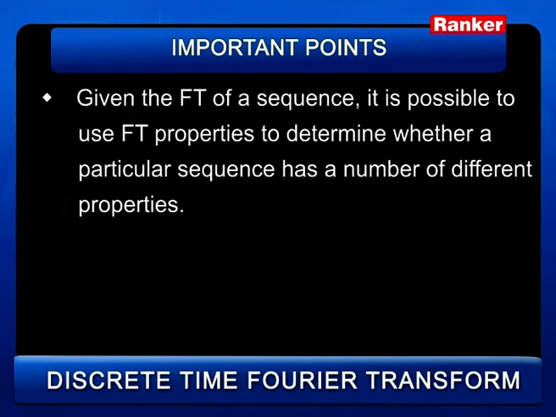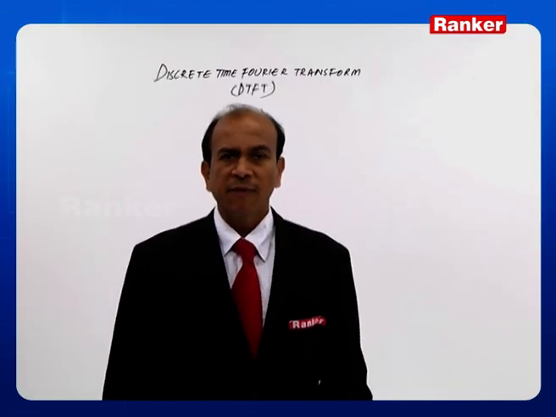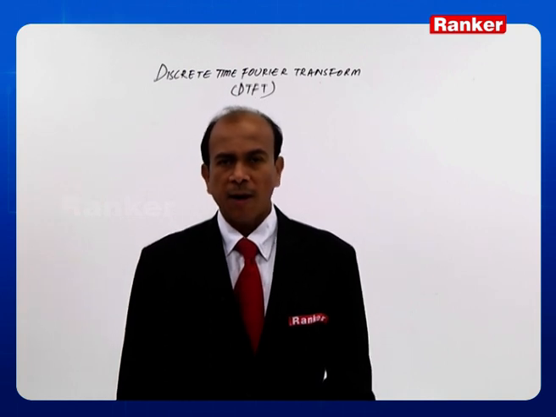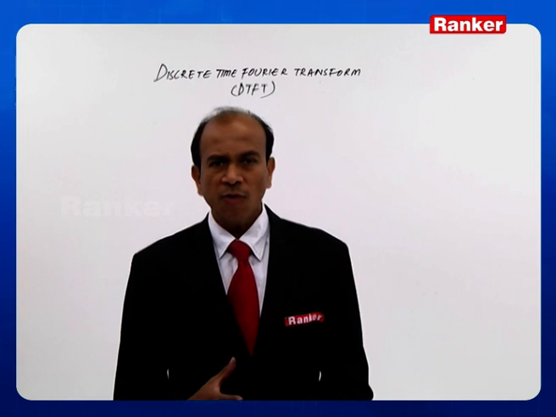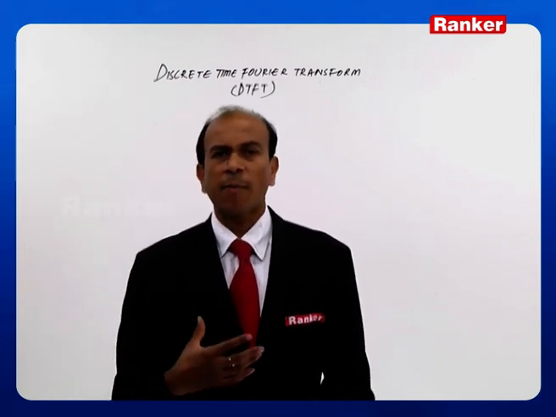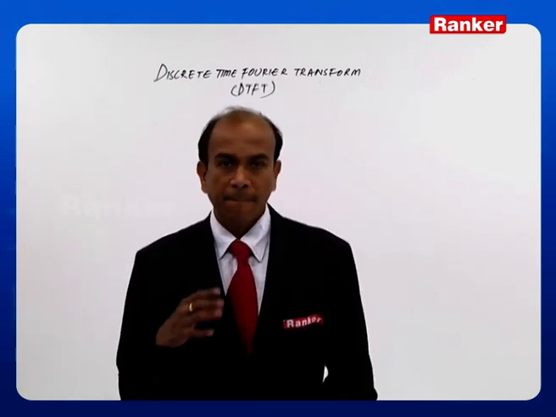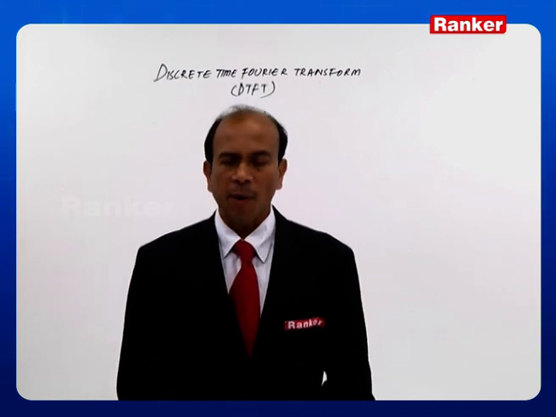Given the Fourier transform of a sequence, it is possible to use Fourier transform properties to determine whether a particular sequence has a number of different properties. That means whenever I find the Fourier transform of a sequence and find its properties, then we can also find out what other properties can exist by analyzing the Fourier transform properties.